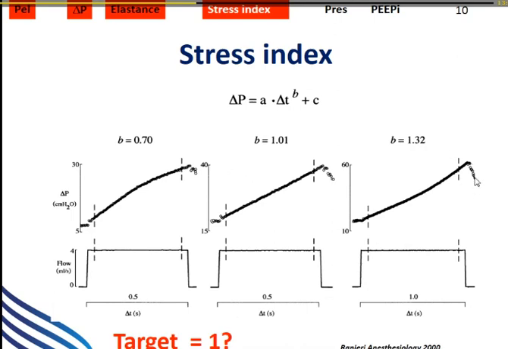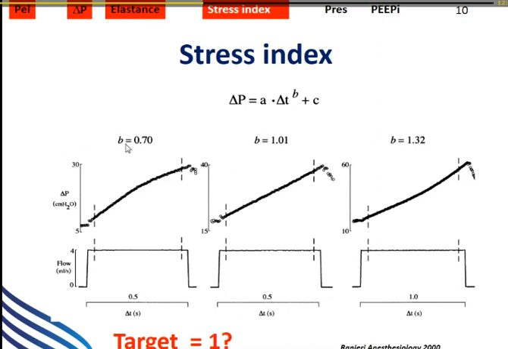In particular, at the end of insufflation, there is a greater increase in pressure in proportion to the increase in volume, suggesting overdistension, and should the target of the stress index be 1, to move from here to there, you have to reduce either the tidal volume or the PEEP.